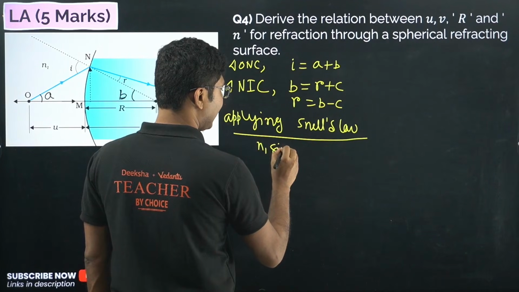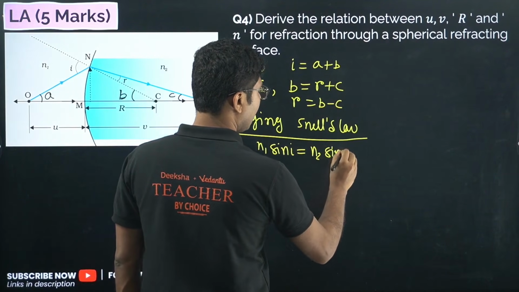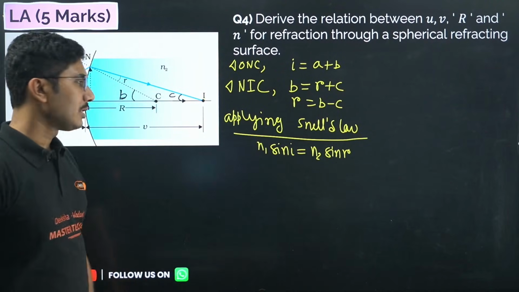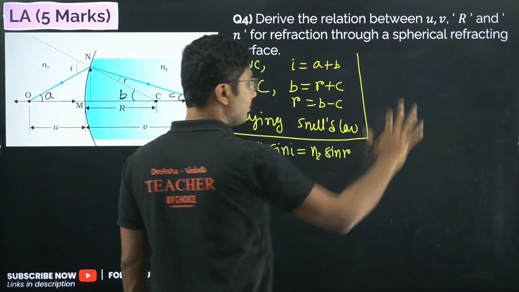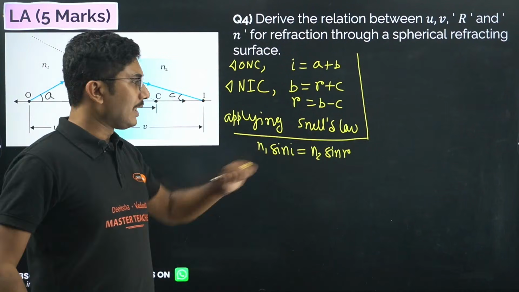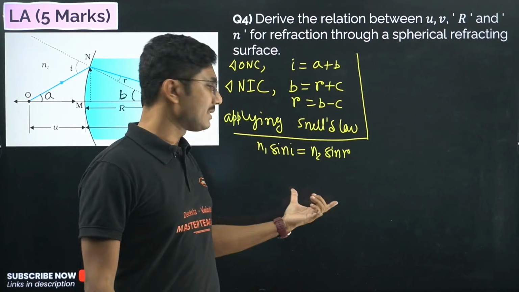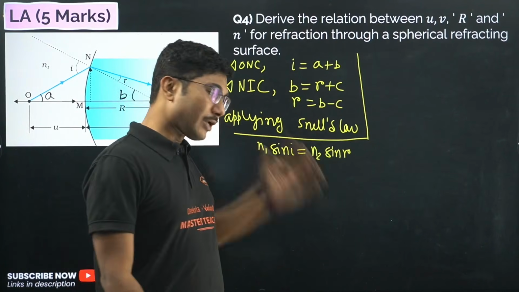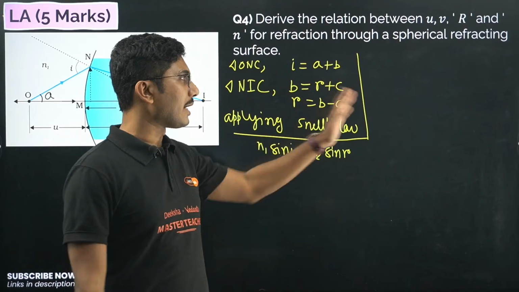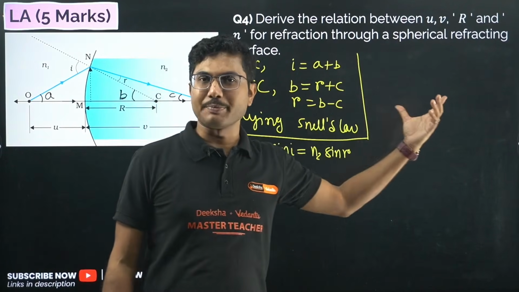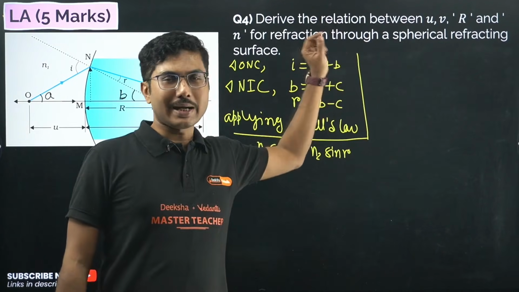N1 sine I equals N2 sine R. I am keeping some space, which I will use depending on what you get. In case you memorize everything, you can do it step by step, but if you don't, you can use the trick: keep some free space between your derivations so that whatever you require, you can go back and derive it.